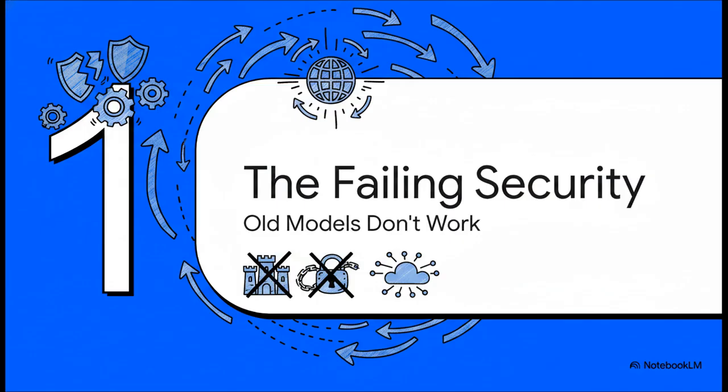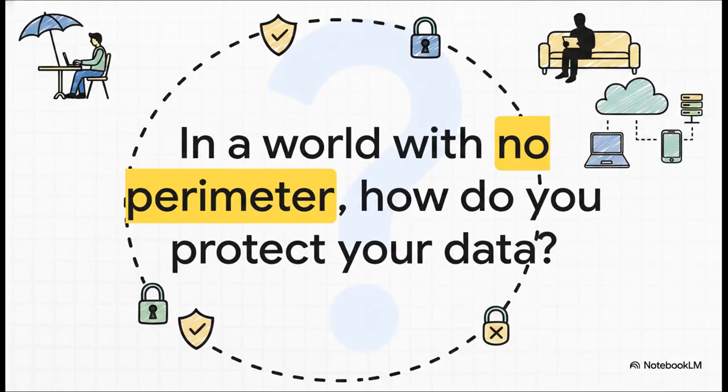Well, it's because the digital world has completely changed, but a lot of our security thinking, well, it got left behind. This right here is the heart of the problem. Think about it. Your team isn't just in one office anymore. They're at home, they're in coffee shops, they're on their phones. And your data? It's not locked away in some server room. Nope, it's in the cloud, on laptops, on mobile devices. That old idea of a secure perimeter, like a wall around your company, it's just gone.